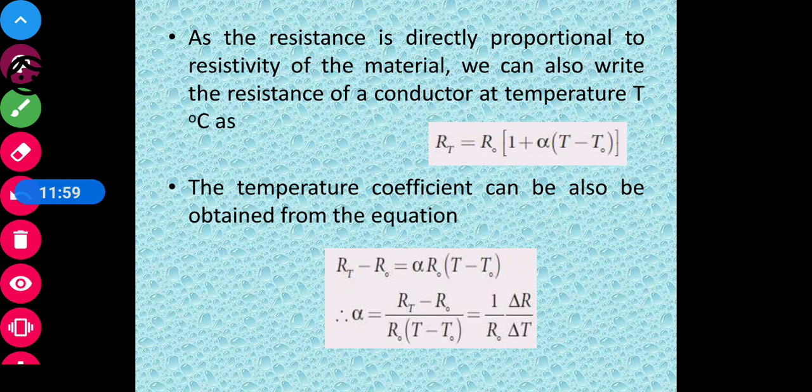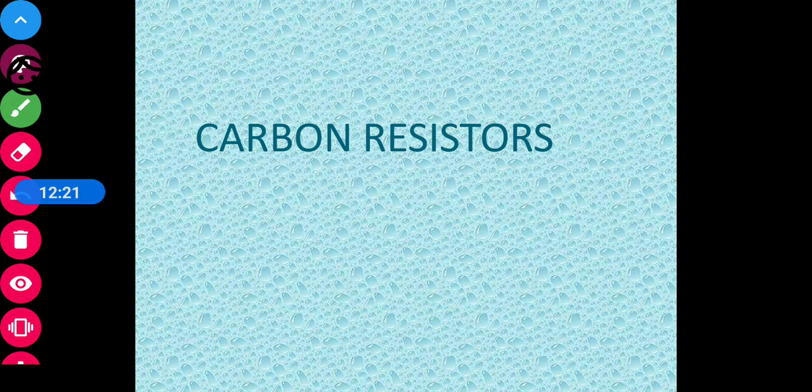As the resistance is directly proportional to the resistivity of the material, the expression can also be written as R_T is equal to R naught times 1 plus alpha (T minus T naught). From this expression, we can write the expression for the temperature coefficient as alpha equal to 1 upon R naught, del R upon del T. Now, carbon resistors I am going to take in the second part.